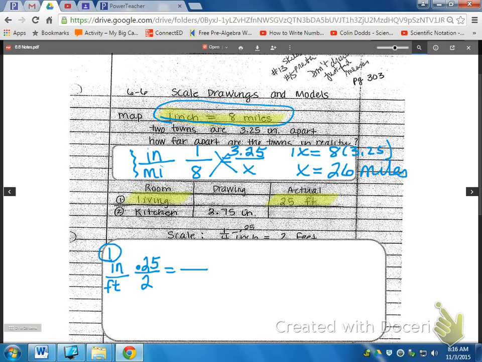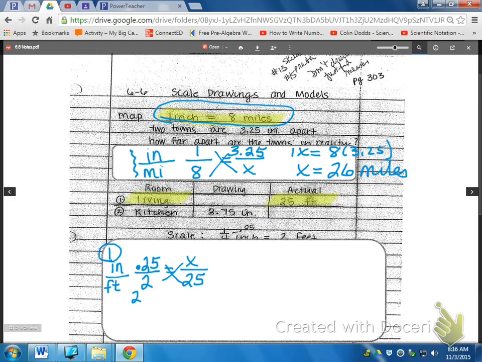Okay, so now let's look at the living room. It gives us 25 feet in actual length. Where would I put that, the top or the bottom? Bottom. So what'll go on the top then? X sounds good. Any variable. Okay, once you get that written, then we're going to cross. So Trayton, what will that look like?